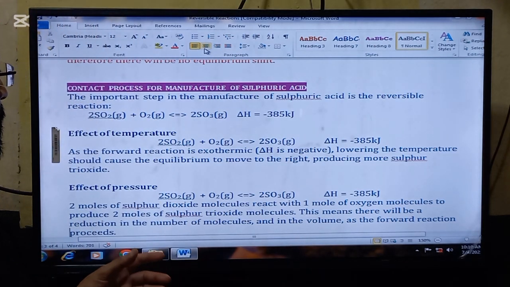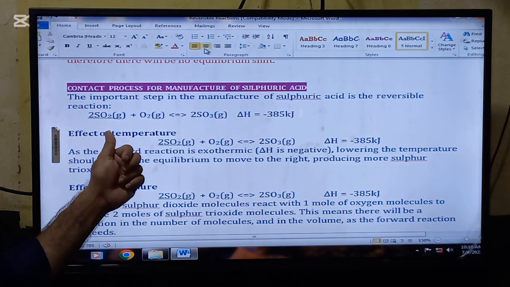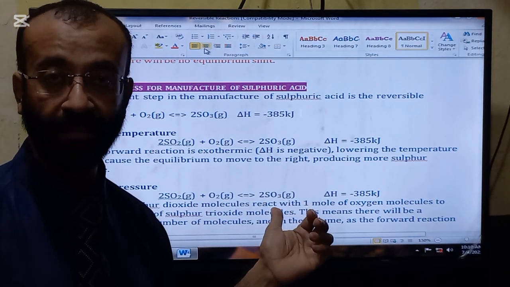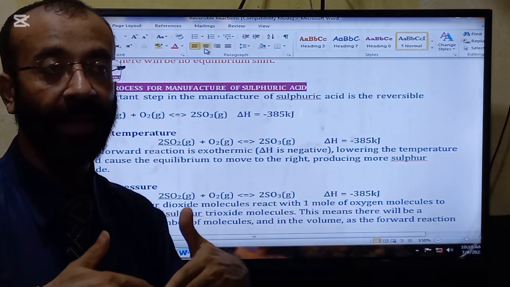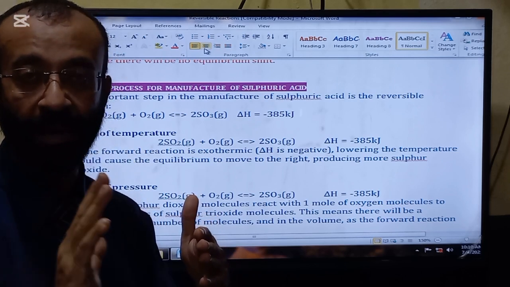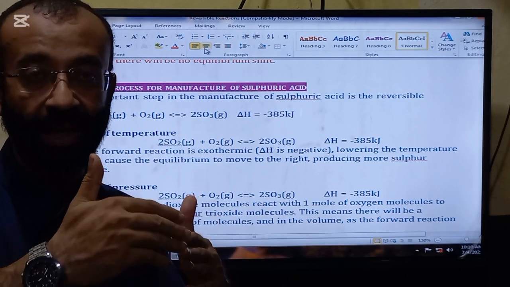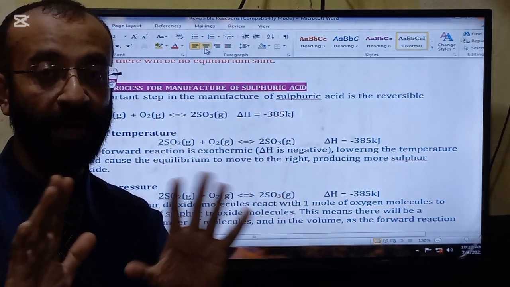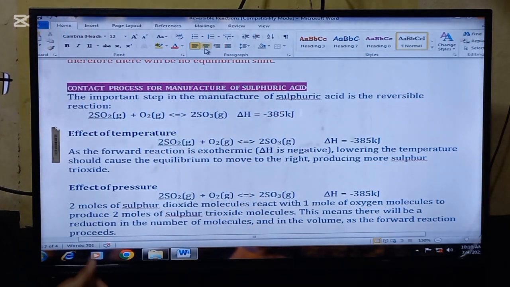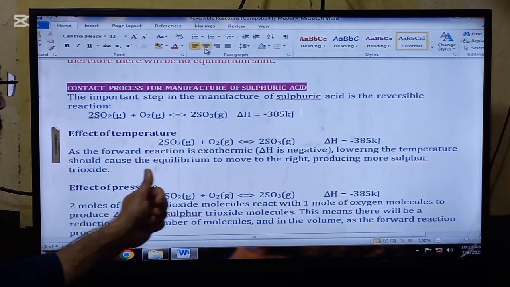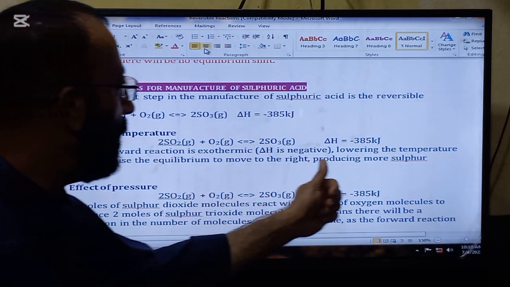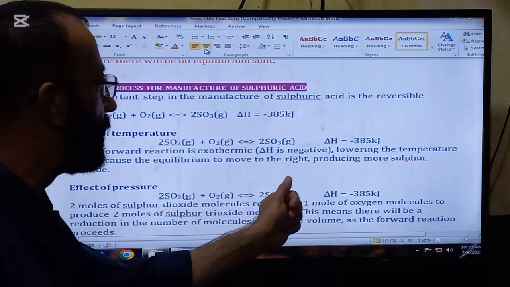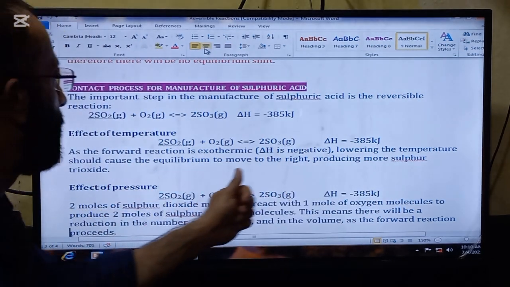And vice versa will be there if we decrease the temperature of the environment. That will have a good impact on the reaction, and the direction of the equilibrium will change towards right, and product yield will be increased. So look now, as the forward reaction is an exothermic reaction, lowering the temperature should cause the equilibrium to move to the right, producing more sulfur trioxide.